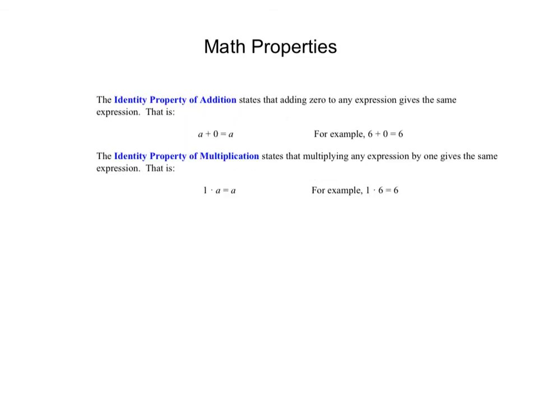All right, next we have the identity properties. We have one for addition and one for multiplication. And we use these a lot in solving equations. Identity property of addition simply says if you add 0 to a number, it's not going to change. And that makes sense. If you add 0 to something, it's going to stay the same. And identity property of multiplication says that if you multiply any number or any term by the number 1, it's also not going to change.